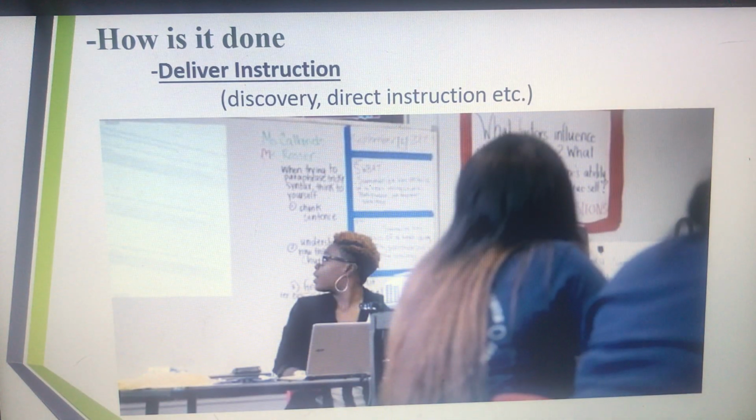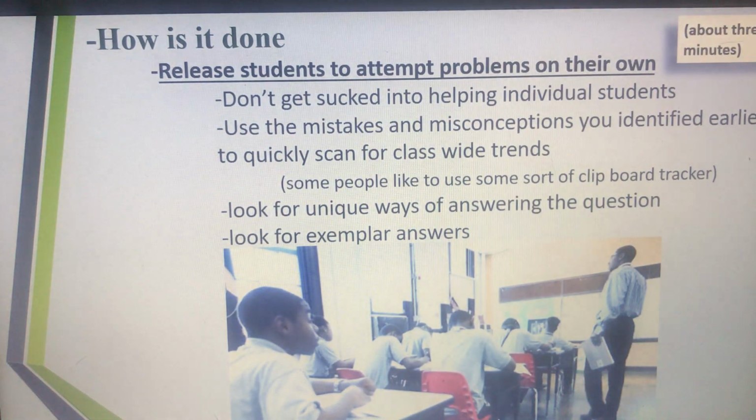How is it done? So you need to deliver the instruction, right? We did our backwards planning, then you teach a little lesson, however that happens, whatever that looks like in your class, and then you're going to release students to attempt the problem. This is where the primary assessment happens. Students are working on solving an equation where they have to do the distributive property, right?